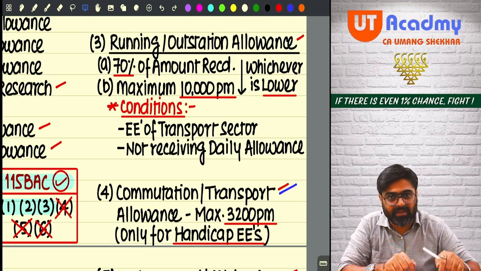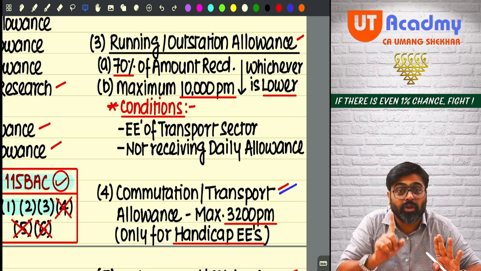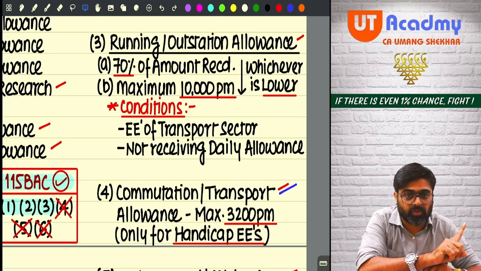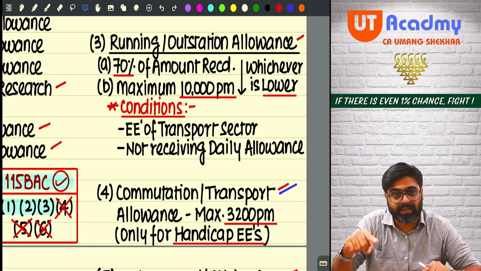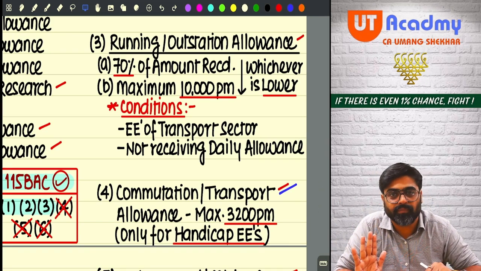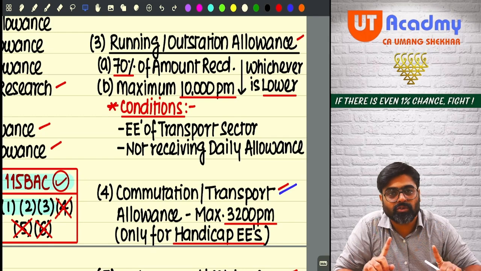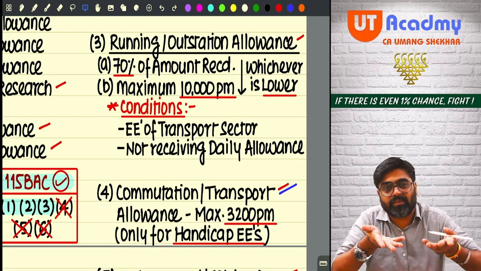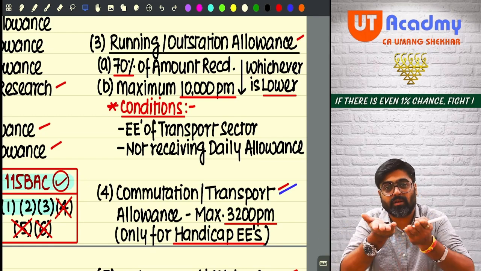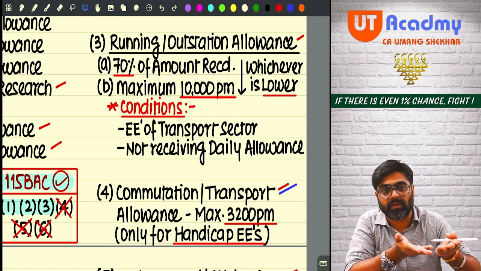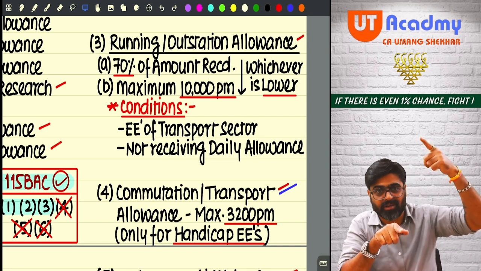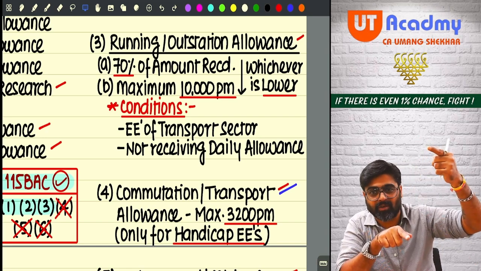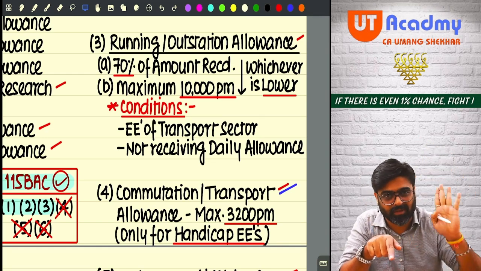So in order to claim this exemption, what are you supposed to do? You must be an employee of the transport sector and you are not receiving any daily allowance. Only then this allowance will be exempt to you. Understanding? How much exemption you will get? 70% of the amount received or 10,000 per month. You are not supposed to do per month per child over here. That is for children education allowance and children hostel expenditure allowance. Here you are supposed to take 10,000 per month.